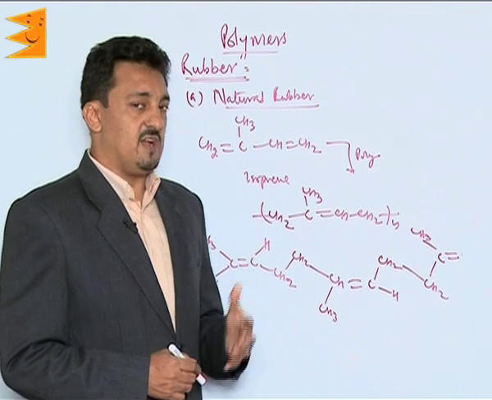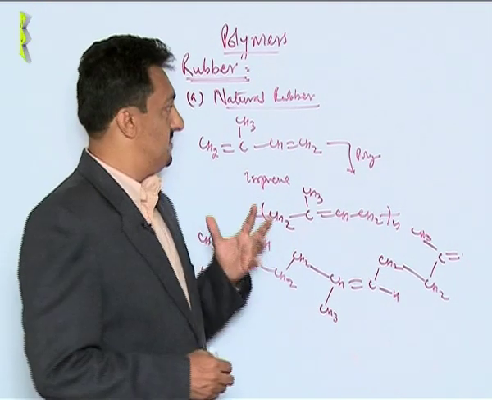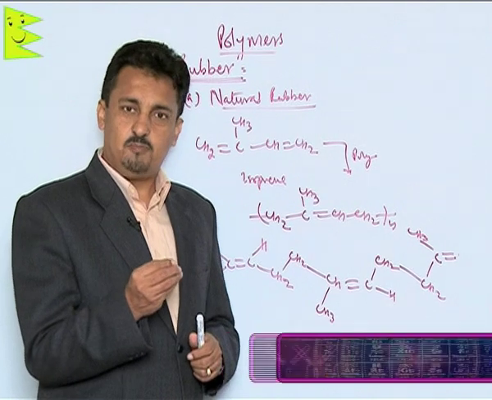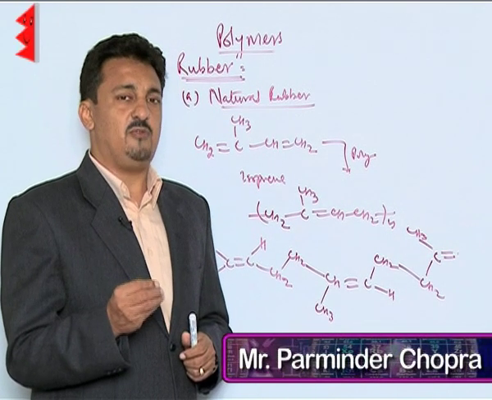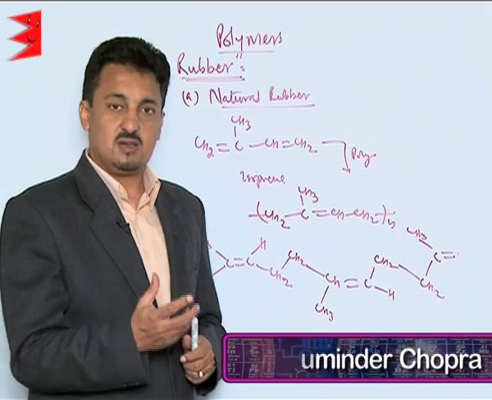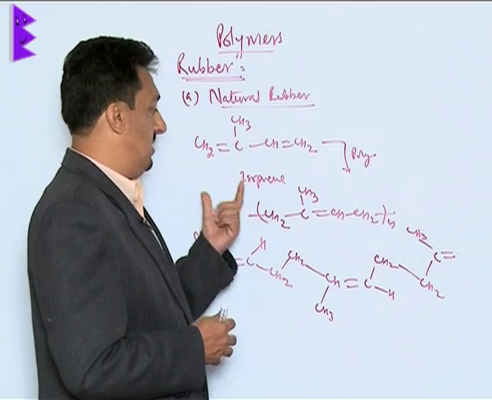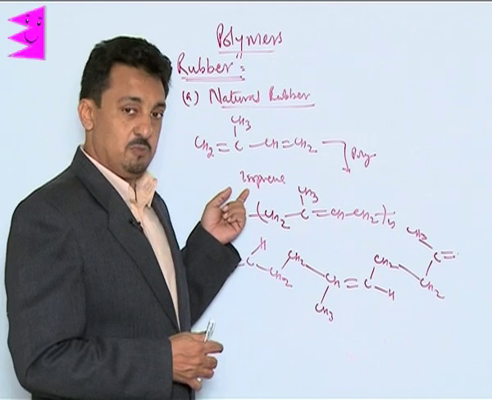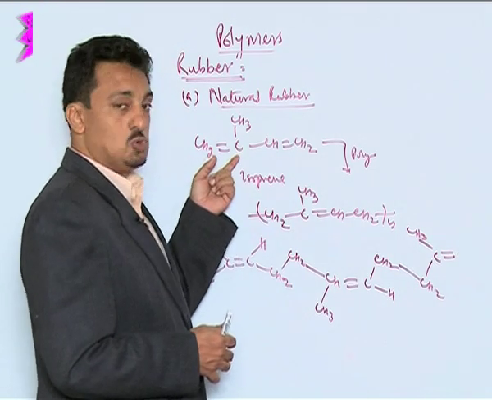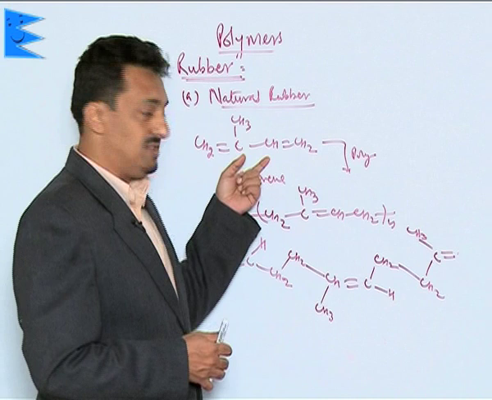The next polymer to be studied in detail is rubber. Rubber we know is a natural polymer. It is obtained in the form of a latex from the rubber tree bark. It is actually a linear polymer of the monomer called isoprene. Isoprene chemically is 2-methyl-buta-1,3-diene.